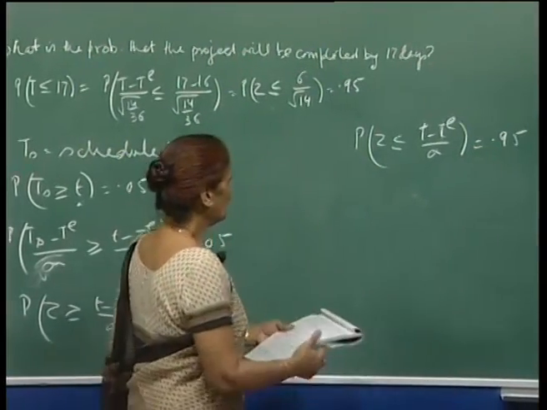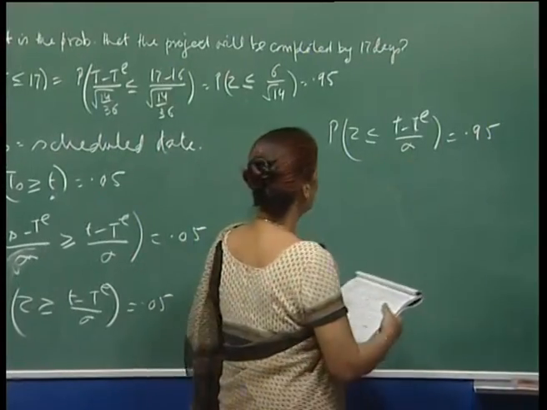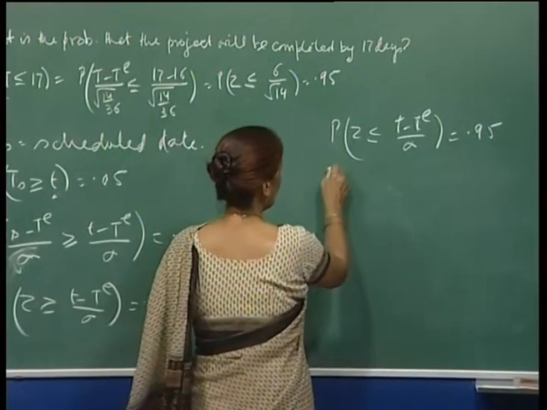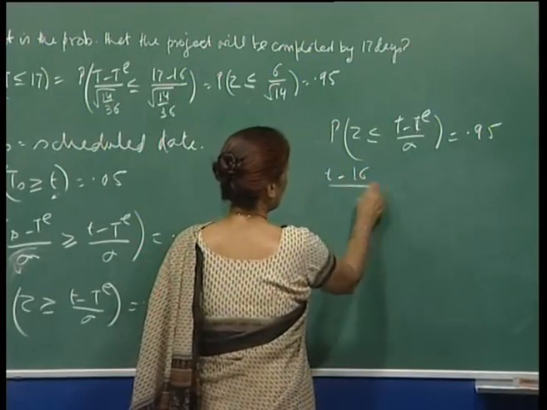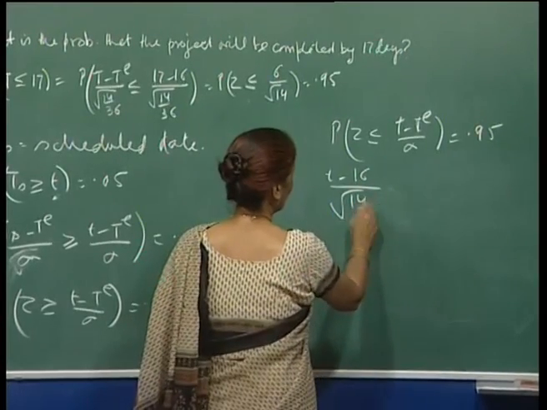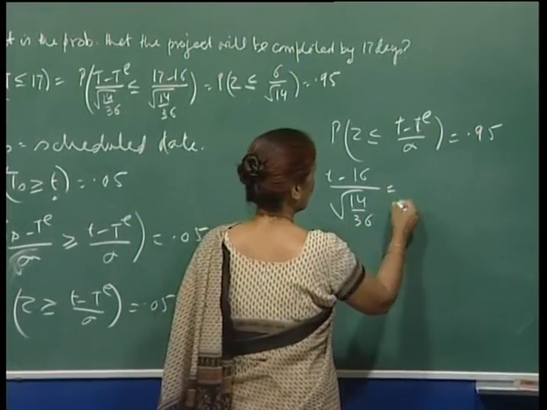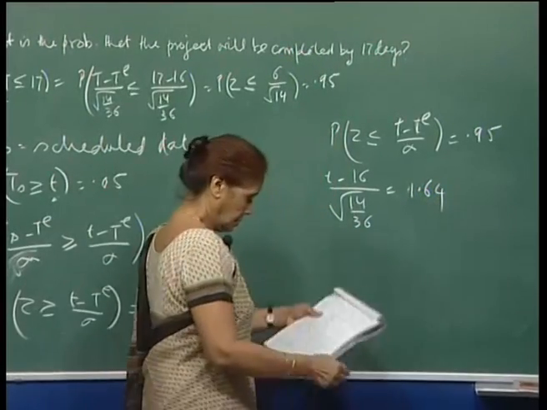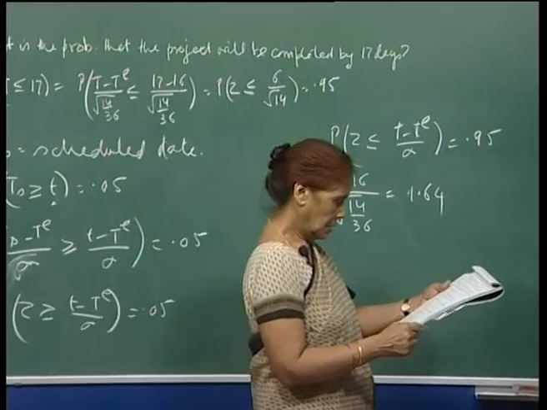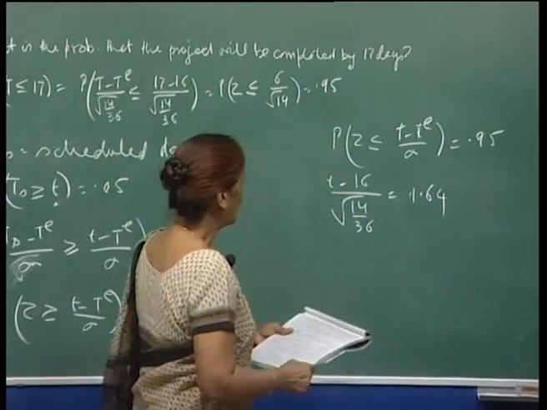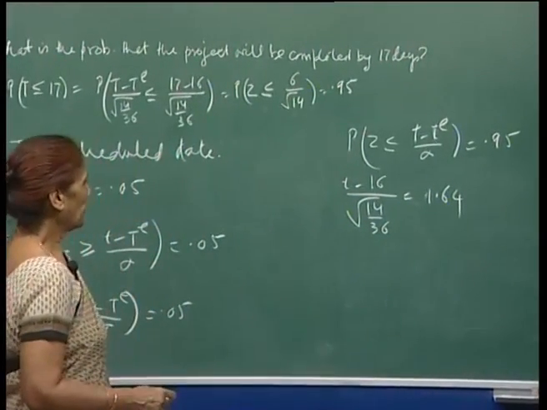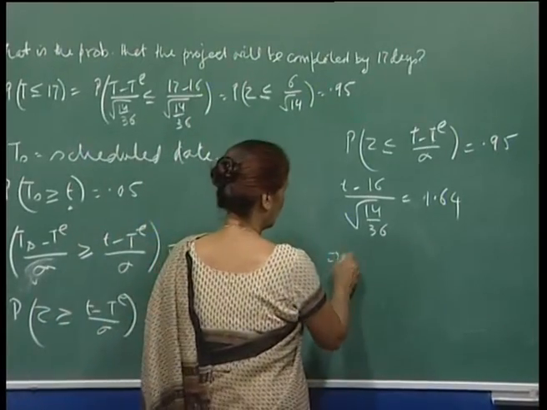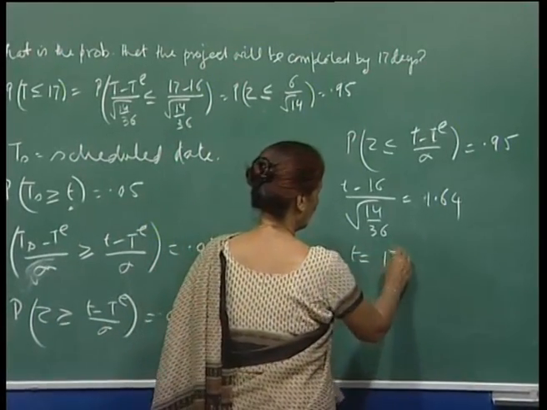And you know that your T e was 16 and your sigma was root 14 by 36. So, therefore, you are saying that (T minus 16) upon root 14 by 36 is 1.64, which comes out from the normal tables. This is 1.64, right. So, this implies that your T is equal to 17.